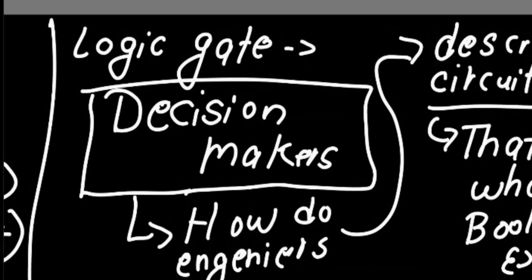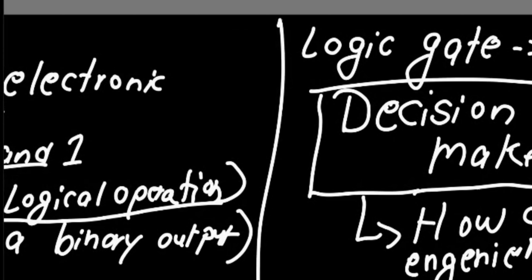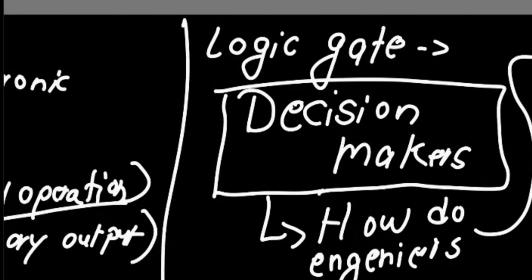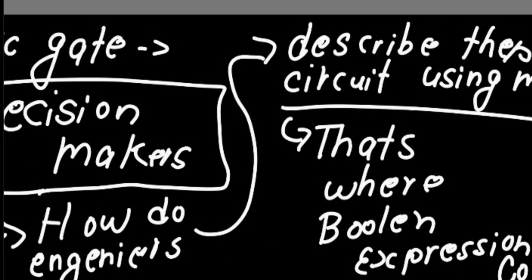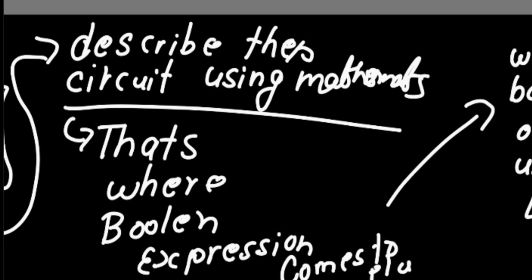A logic gate is basically a decision maker, and using logic gates we make decisions in a computer. It is a building block of computers, and using logic gates the whole computer is built. Now there are billions and trillions of logic gates. Engineers describe the circuit using mathematics. That's where the Boolean expression comes in.